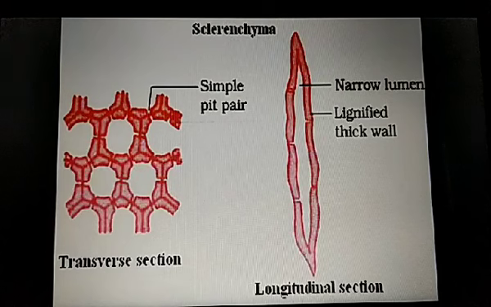So this diagram shows sclerenchyma. First is the transverse section, TS, and second is the longitudinal section, LS. As you can see in this first diagram, some small pits are present between the two cells. These simple pits are nothing but depressions in the cell wall through which the exchange of water and minerals takes place between the two adjacent cells.